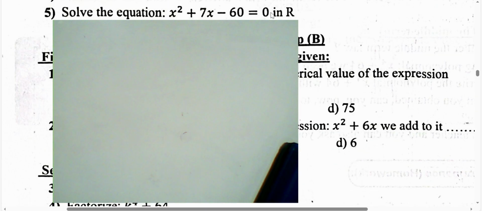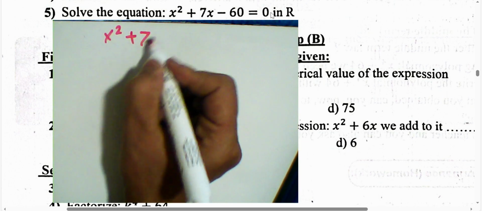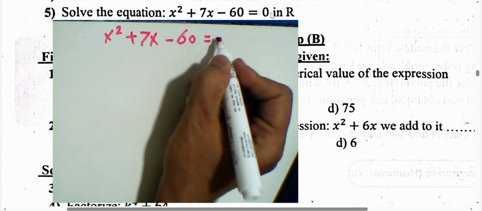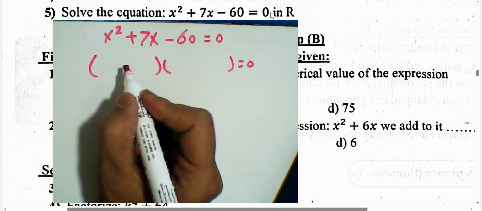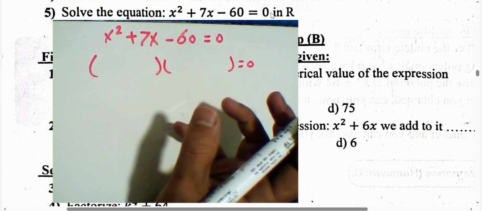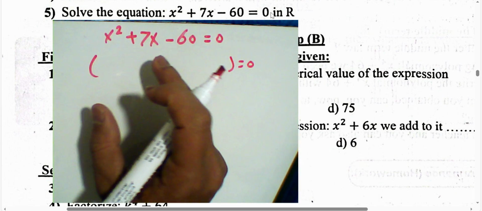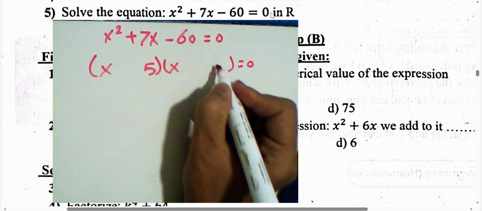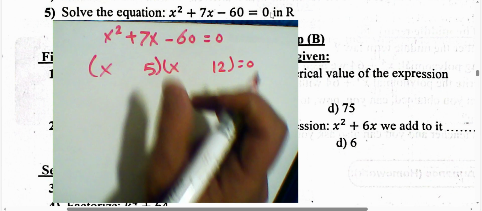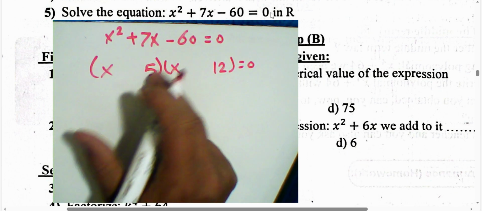Number 5, solve the equation. We have x² + 7x − 60 = 0 in R. We want two numbers whose product equals 60 and whose difference equals 7. We have 4 times 15 equals 60, and also 5 times 12 equals 60. We will choose 5 and 12. Why? Because the product of them equals 60 and the difference between them equals 7. Then we have 12 times 5 equals 60.